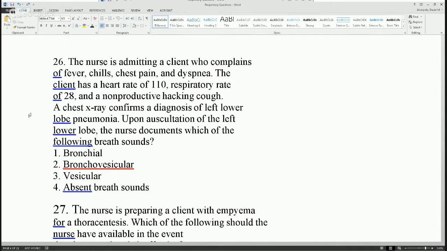As you were saying, there's more sounds. Yeah, absence of breath sounds is not usual. It would not likely occur unless there is a serious complication. Yeah, well, let's see.